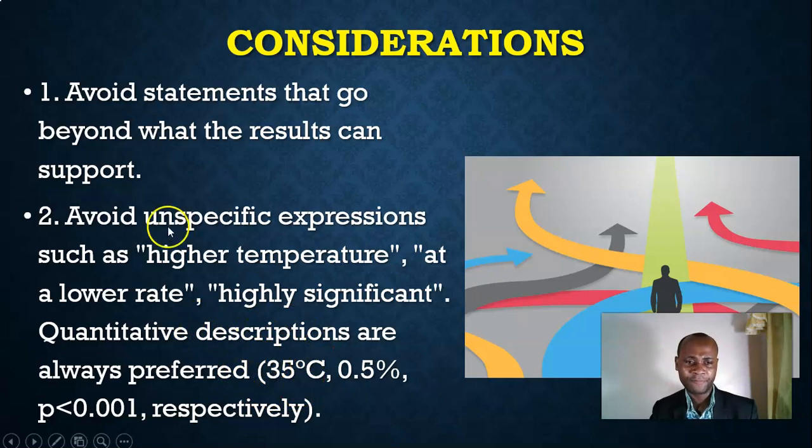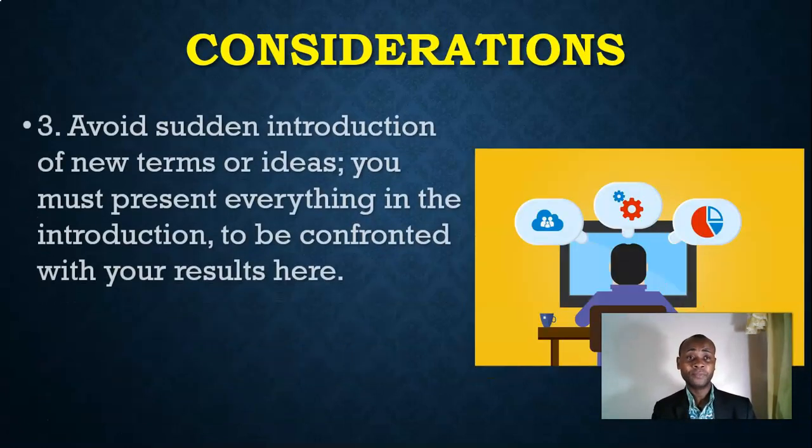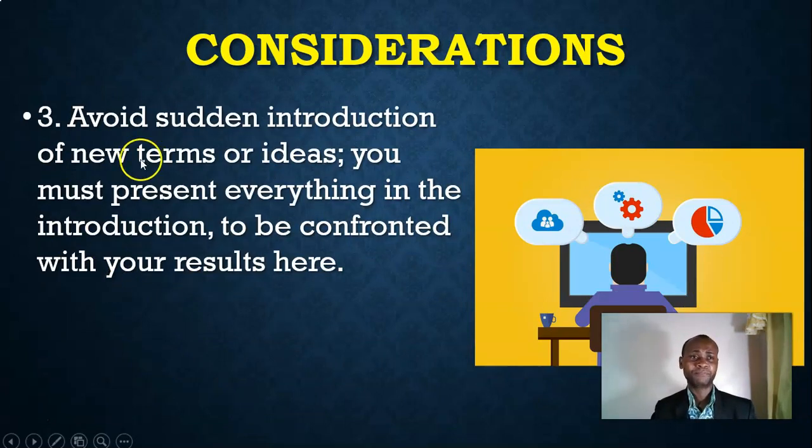So for example, if you write higher temperature, you need to put in brackets 35 degrees Celsius. If you write lower rate, you should put in brackets, for example, 0.5%. If you write highly significant, then you should write the p-value, maybe 0.01 or 0.05, and so on and so forth. So you have to always be specific. Don't say highly significant and just leave it like that. Consideration number three: avoid sudden introduction of a new term or idea.